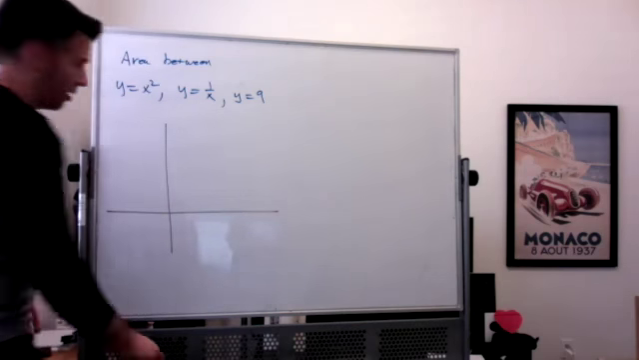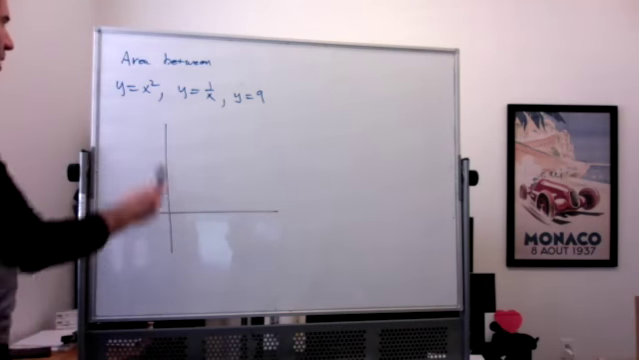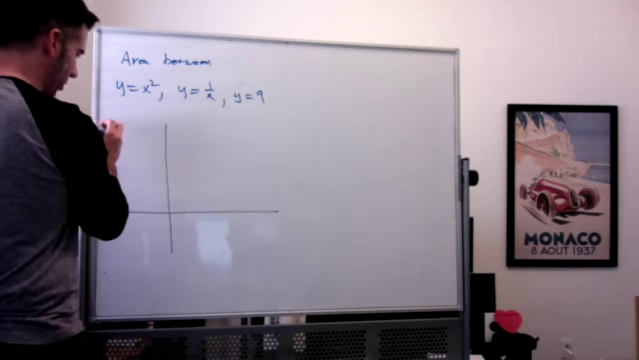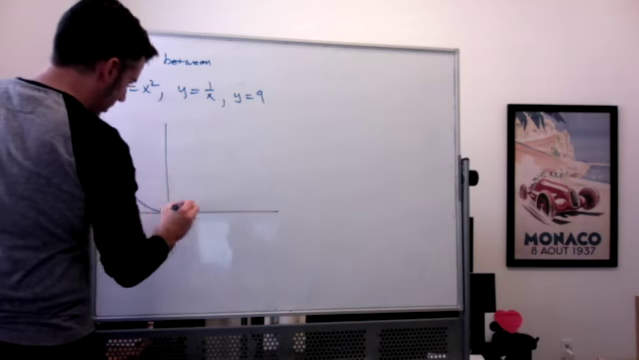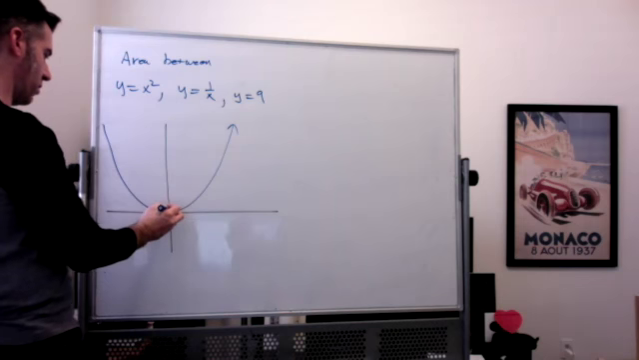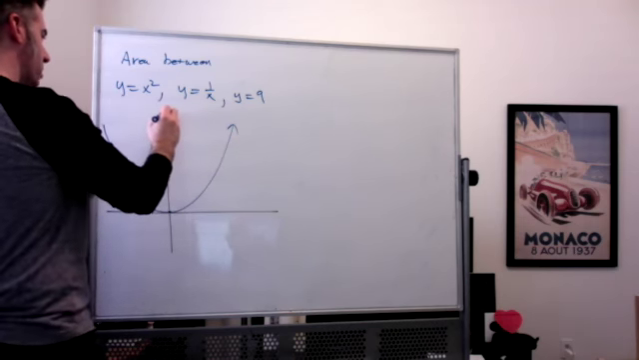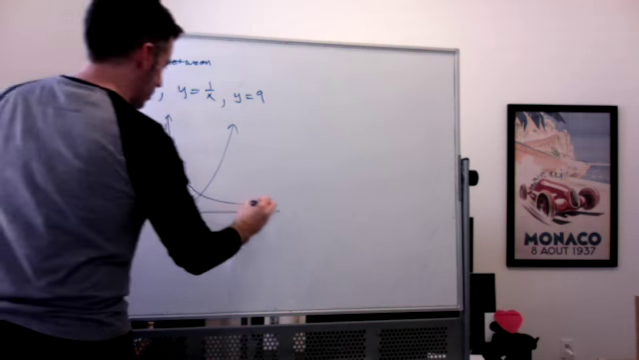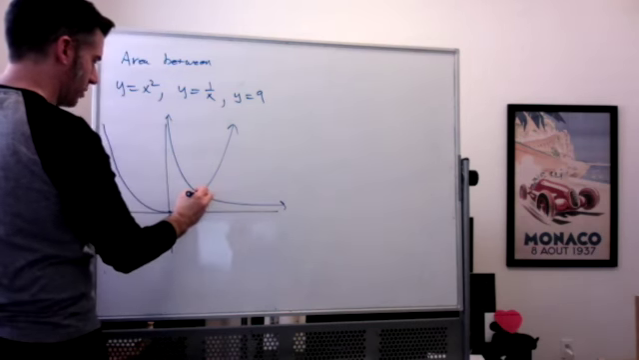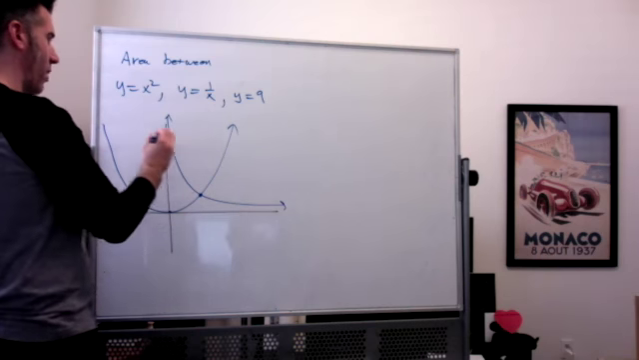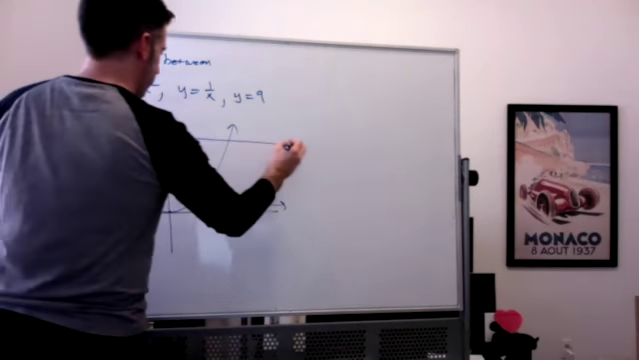Let's see. So, y equals x squared looks like your usual parabola, with 0, 0. 1 over x is a hyperbola. Looks like this. And they intersect somewhere. And then y equals 9 looks like a horizontal line.